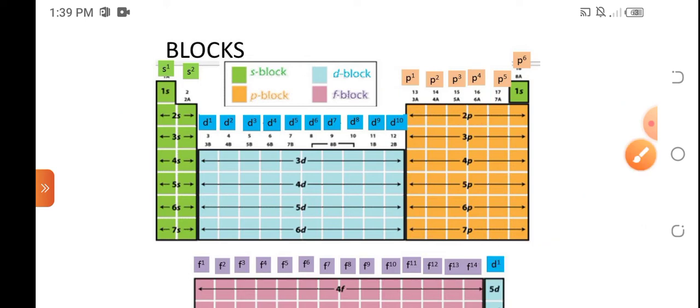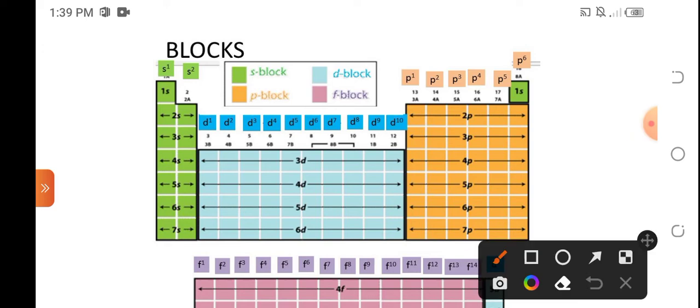Then we have the D block. The D block is 10. If the S block is 2 and the P block is 6, the maximum for the D block is 10. So where is that 10? This one, the 10 here in the middle. And respectively, that is D1, 2, until D10.